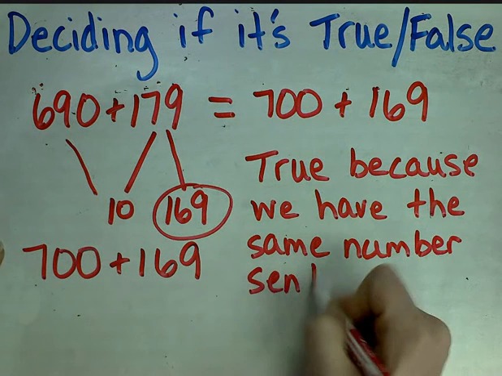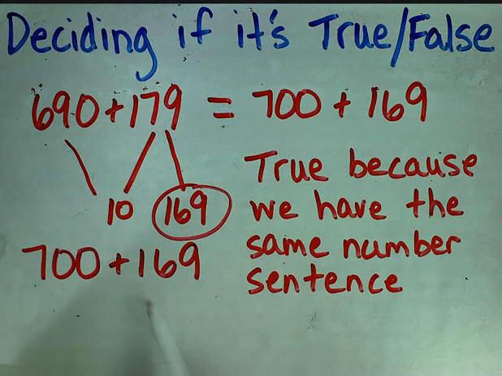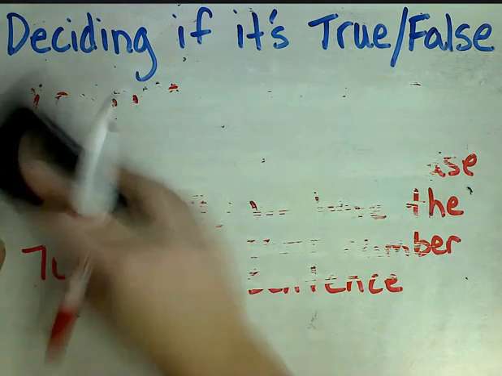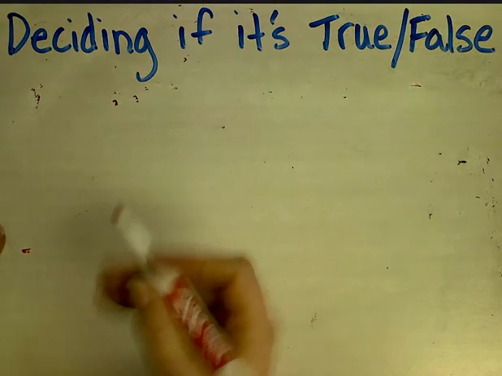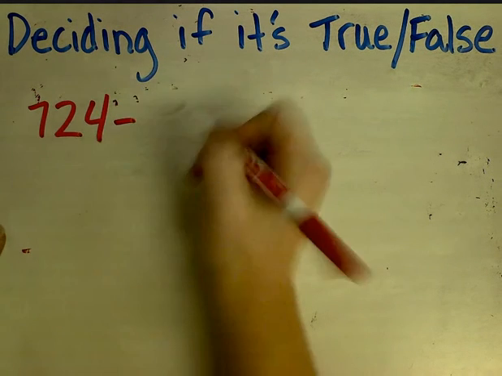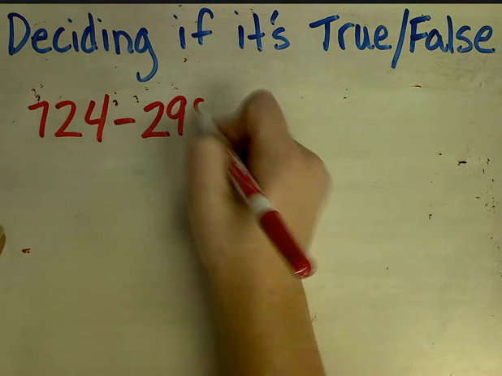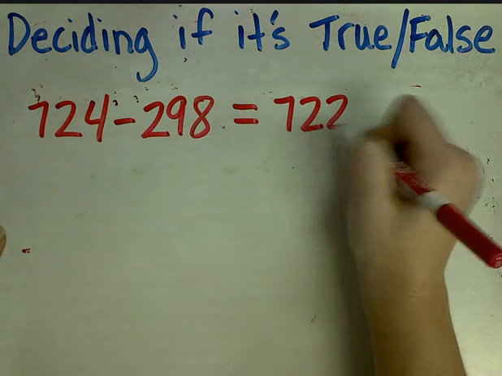Other students may do the math all the way through to find out that the answers on both sides of the equal sign are 869. Both would be ways to explain why this one is true. Let's look at one more. In this case, we have 724 minus 298 is equal to or the same as 722 plus 300.